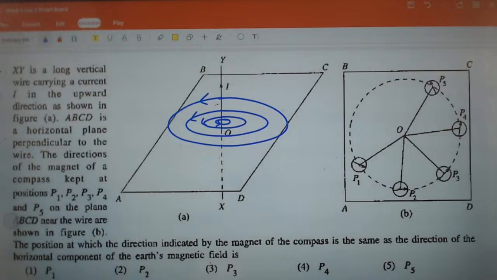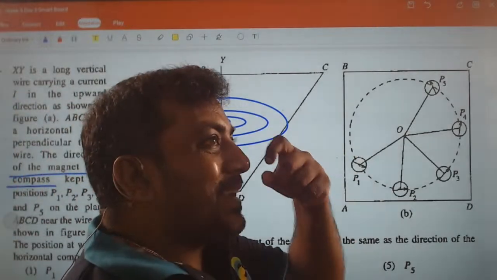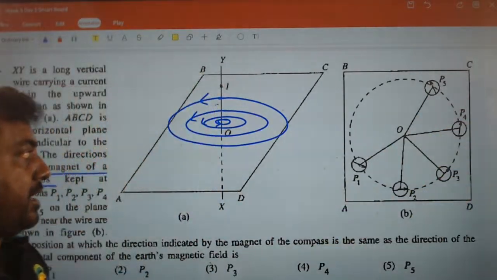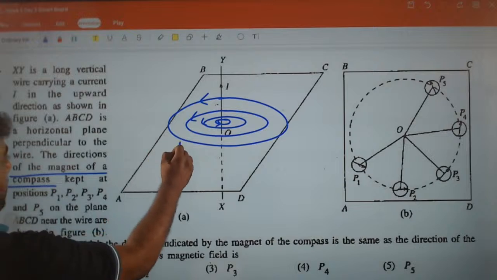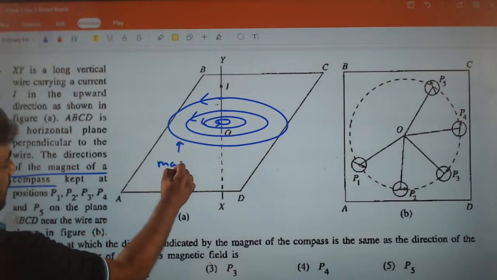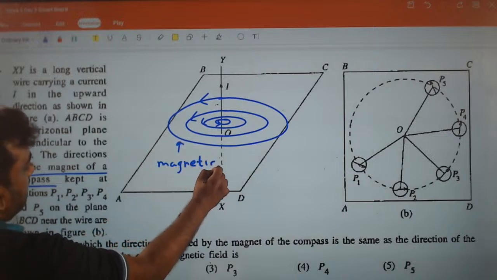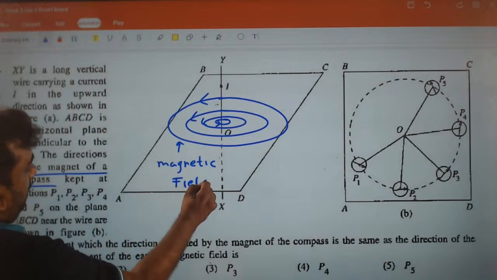ABCD is a horizontal plane showing directions of the magnet of the compass. What does the magnet give? The magnet gives you the tangent to the magnetic field line. These are magnetic field lines.